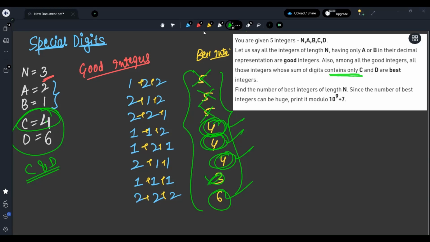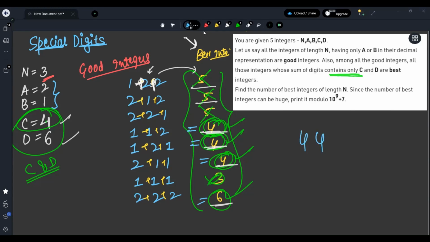Now what I want is that the best integers are those numbers which, when I sum the digits of the good integer, generate some number, and this number should contain only 4 and 6. Now you will ask what do you mean by contain? Let's take a bigger example and say I got the sum 4 4 4 6 6. So this contains only 4s and 6s, that is C C C D D.